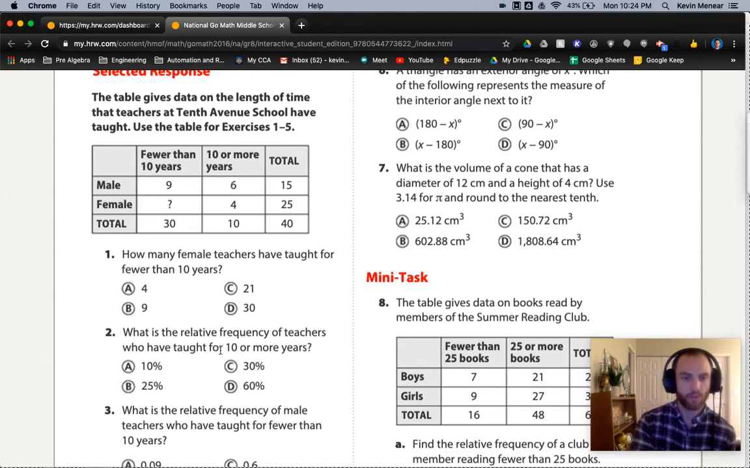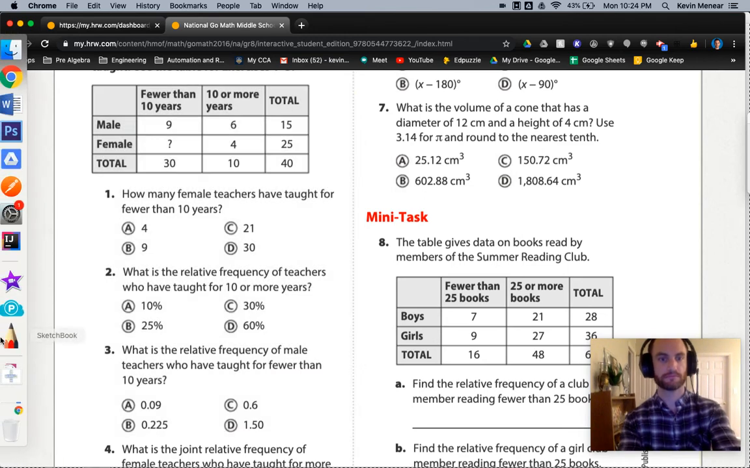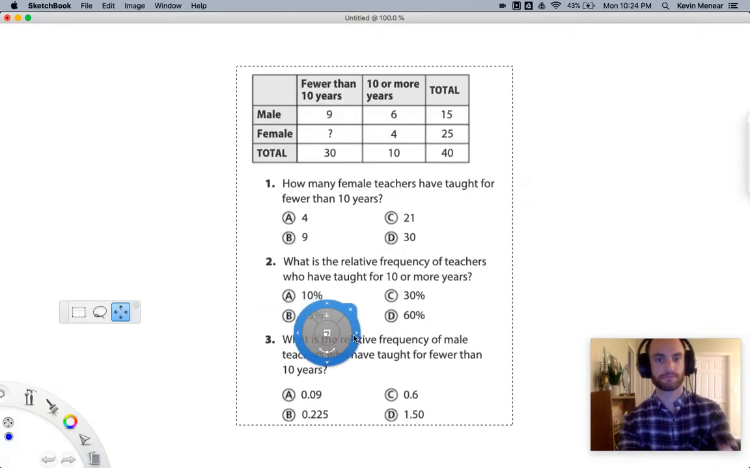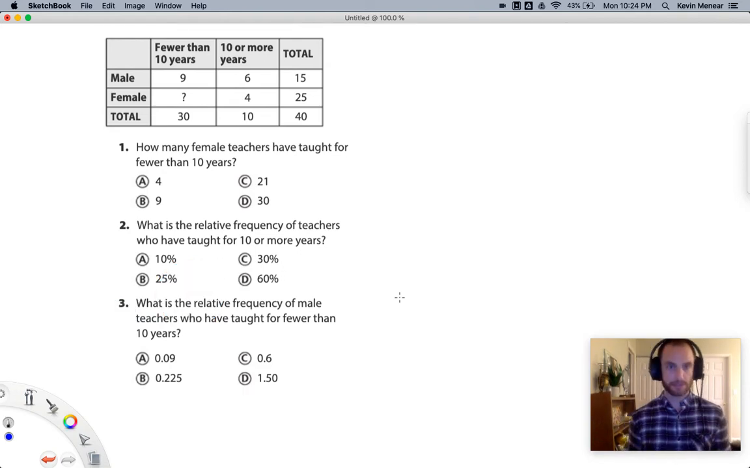What is the relative frequency of teachers who have taught for 10 or more years? So this one was C. Relative frequency of teachers who have taught for 10 or more years. So it doesn't matter if they're male or female. This is going to be just 10 over 40, which is 1/4, or just 0.25 or 25%.